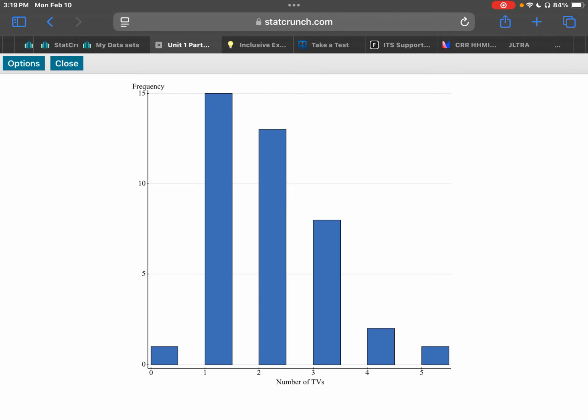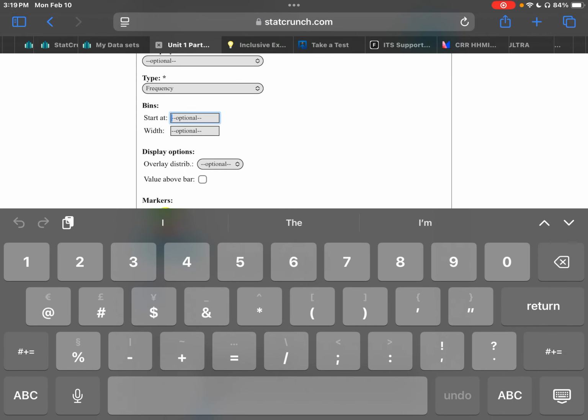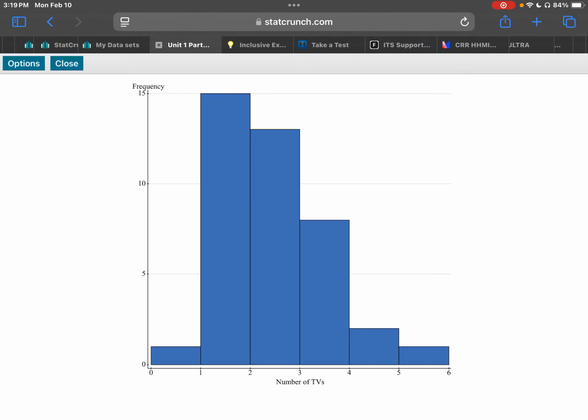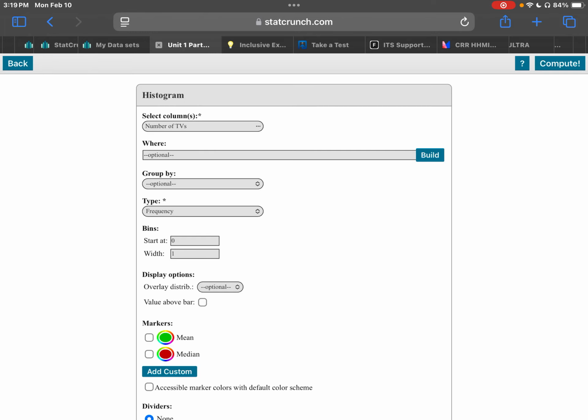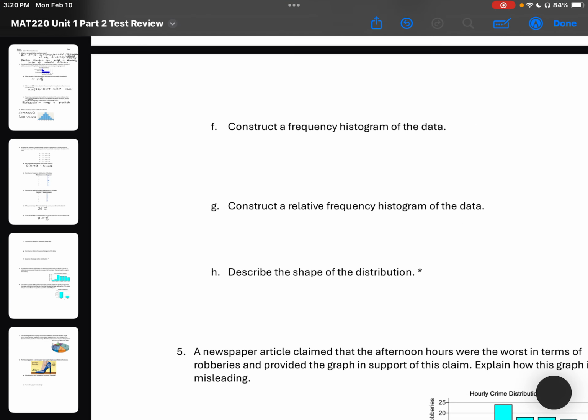You could specify the binning for this, so we can have this start at 0 and have a width of 1. That way the bars are touching, as they're supposed to in a histogram like this. But this is what this one looks like. For the relative frequency, let me change this. It looks like this, so exactly the same shape. And then I wanted to know what the shape of this distribution is, and based on the way this looks, it's pretty much a skewed right distribution. So skewed right.